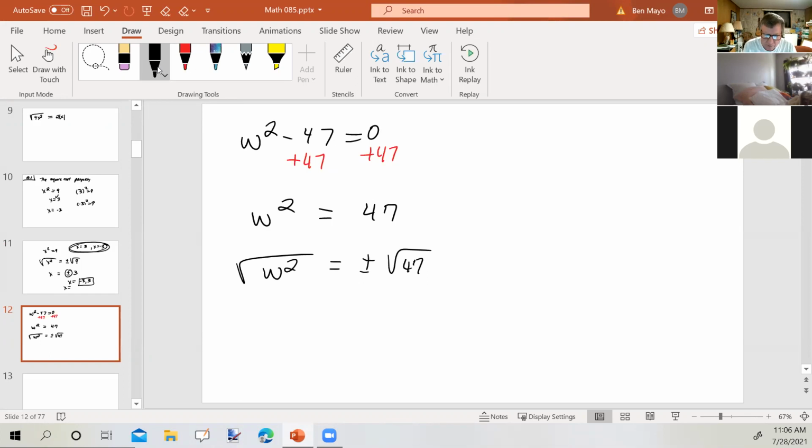You do that anytime you take an even root in this context, whether it's square root or fourth root or sixth root, but mostly we're going to focus on square roots. So then I get w equals plus or minus the square root of 47.